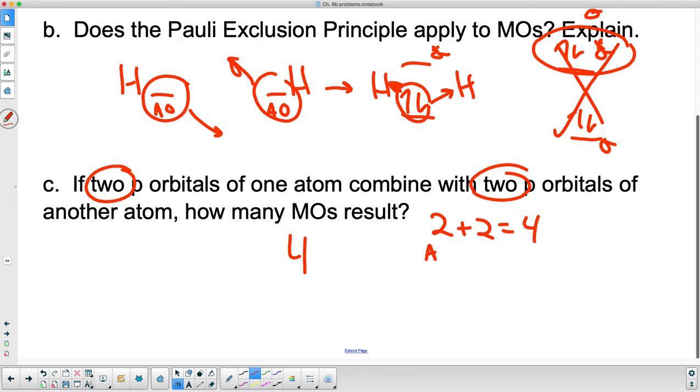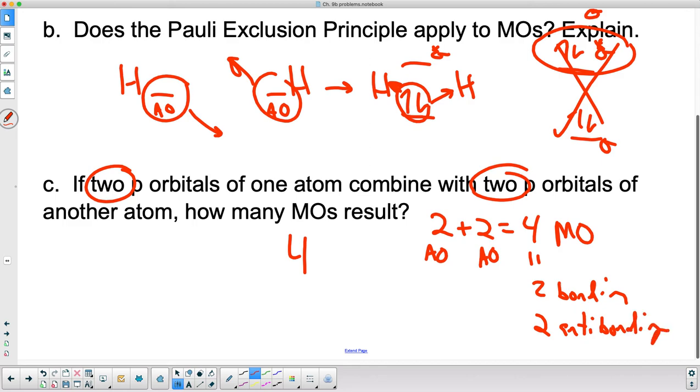So if I have 2 atomic orbitals from one atom and 2 from the other atom, then I have 4 molecular orbitals. 2 of them will be bonding. So 4 equals 2 that are bonding and 2 that are anti-bonding. That's the better way to say it. If you put electrons in these anti-bonding orbitals, they will disrupt the bond. So 2 promote a bond and 2 disrupt the bond.